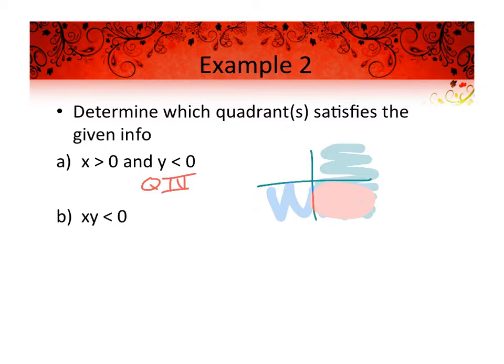Good so far. B says X times Y is less than 0. So less than 0 means negative, right? How is the product of two numbers negative? One's going to be positive, one's going to be negative.